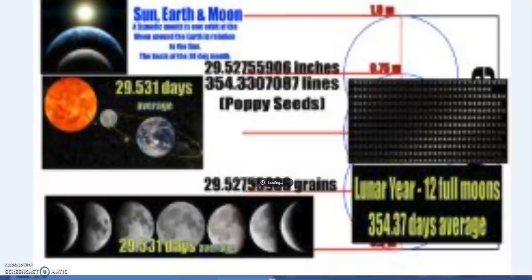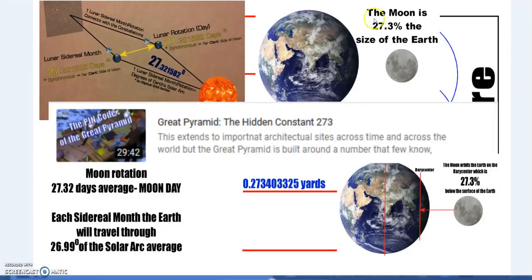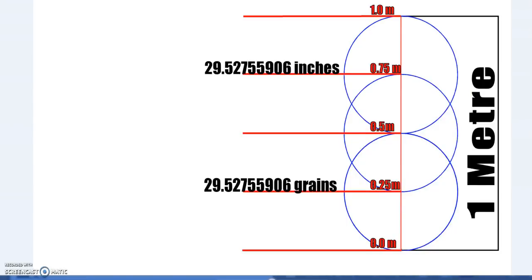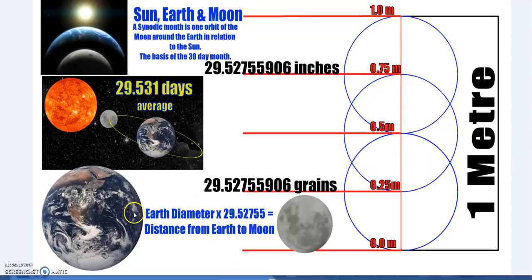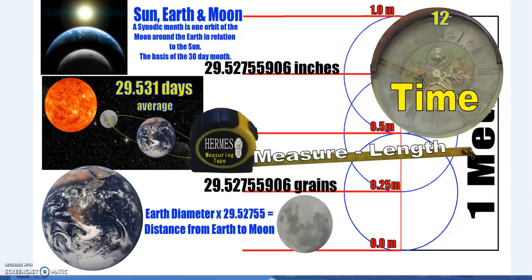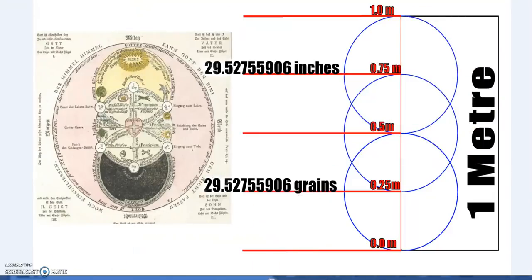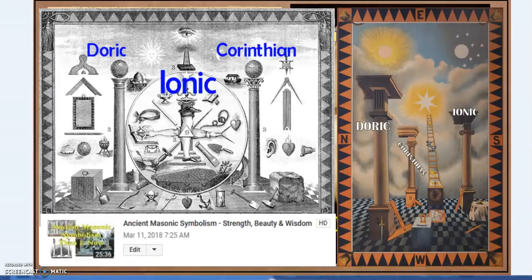So just like the ratio of the size of the earth to the moon being 27.3%, the earth diameter times the sidereal will give you the distance from the earth to the moon. Measure of lengths, measure of times coming together. Okay, we also see sun, earth, and moon and Rosicrucians.